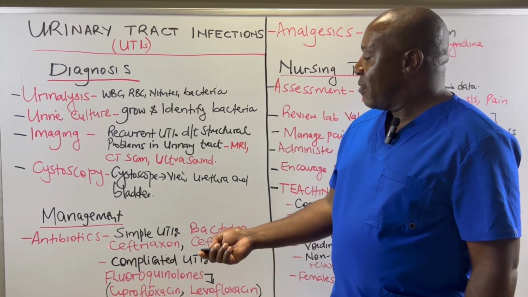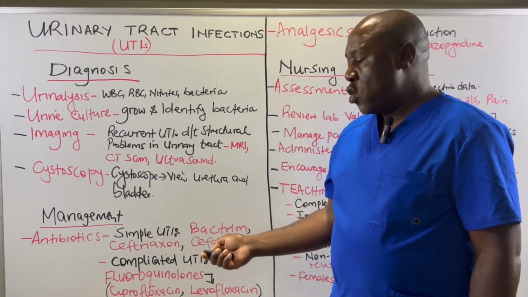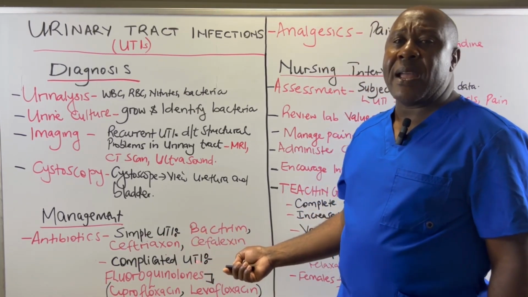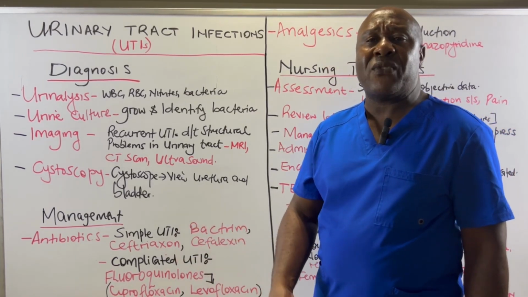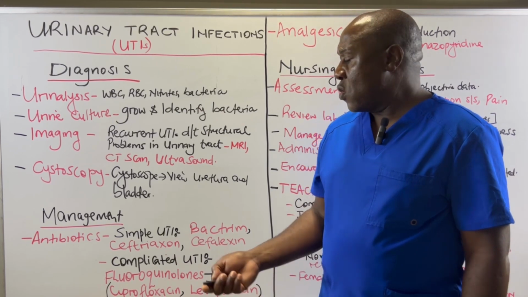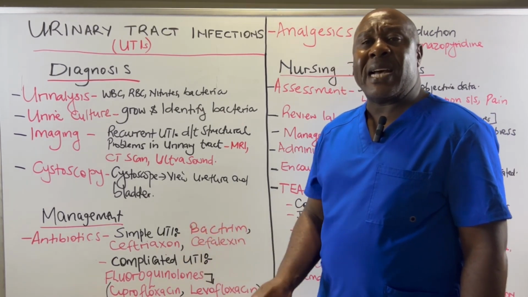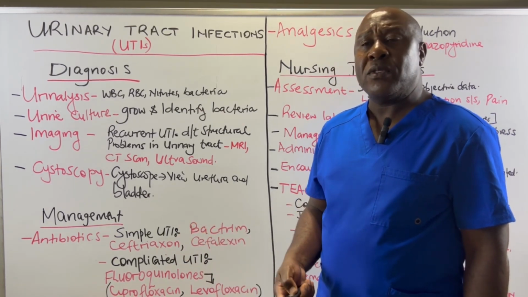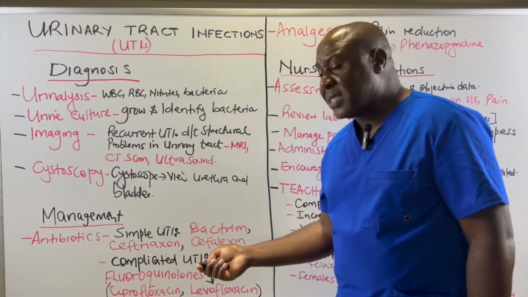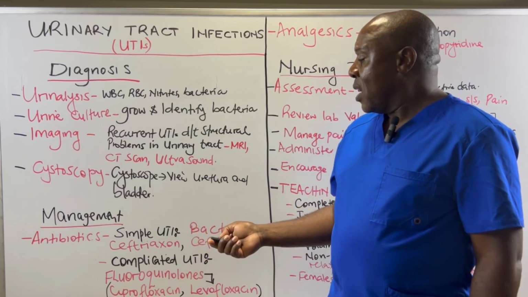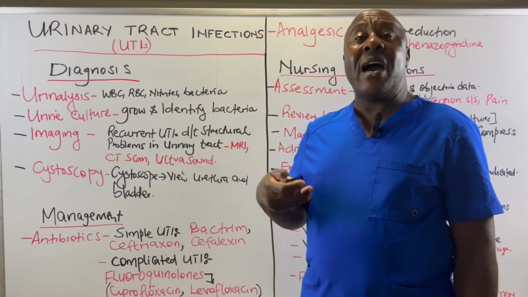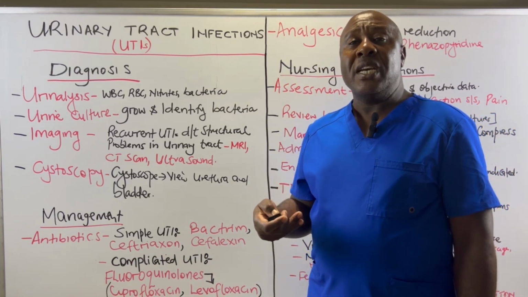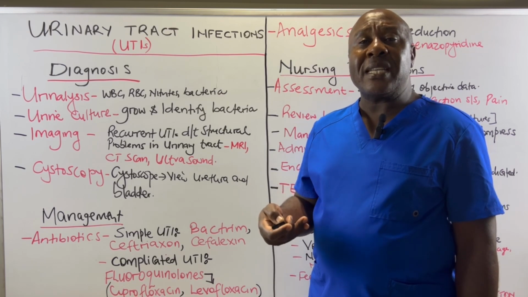Now, we may have a simple UTI or a complicated UTI. A simple UTI is either a UTI that is just found in the urethra or that has gone into the bladder and has not caused so many problems to this particular patient. It may even be the first UTI in that particular patient. But a complicated UTI is one that involves even the upper urinary tract. It involves the ureters and even the kidneys.